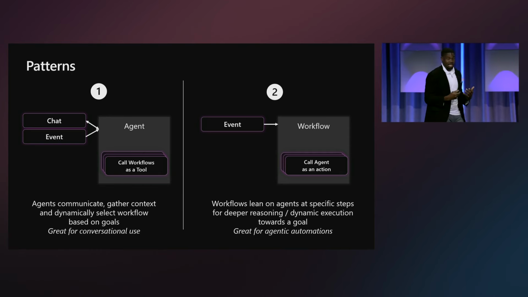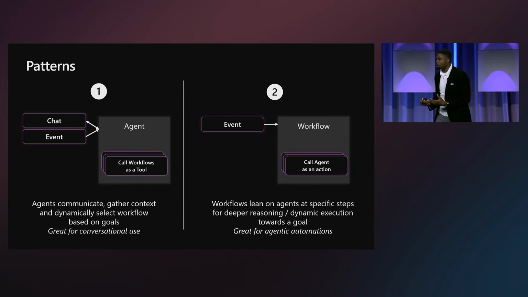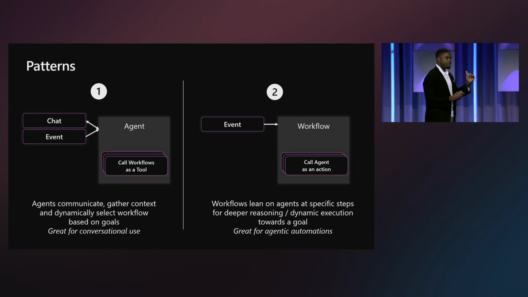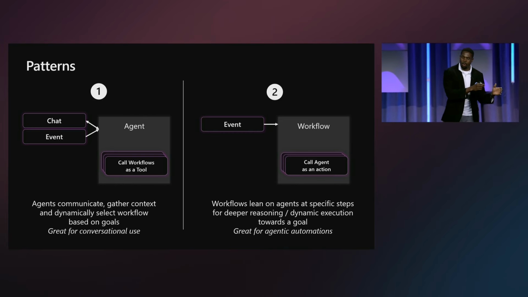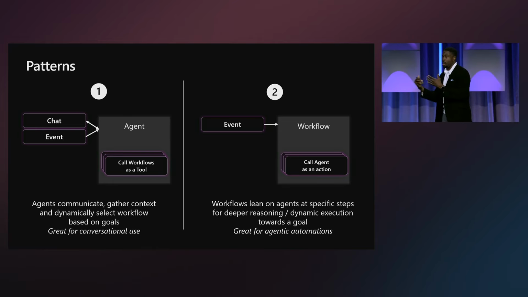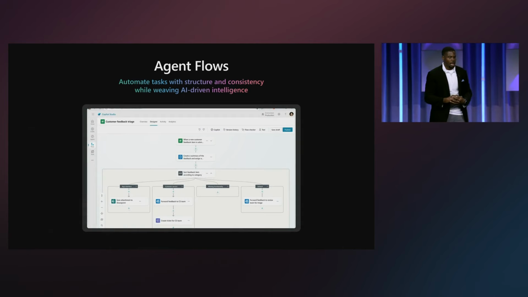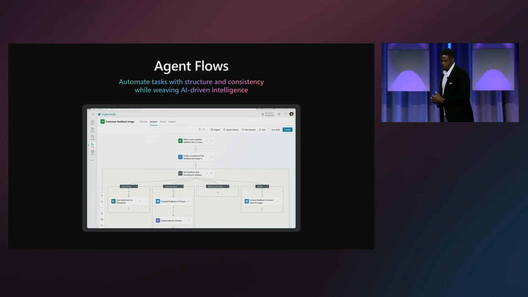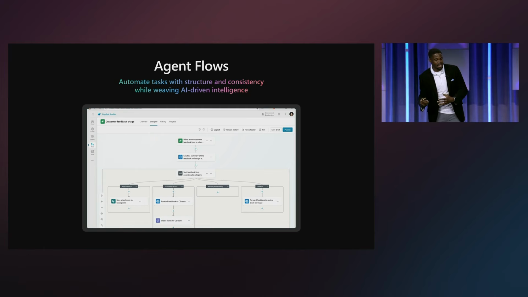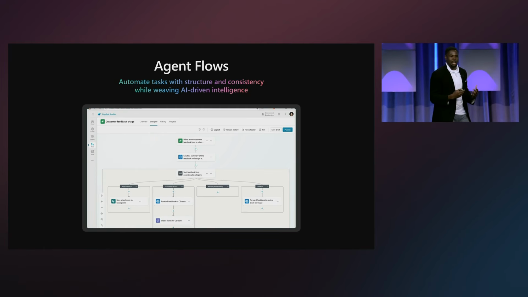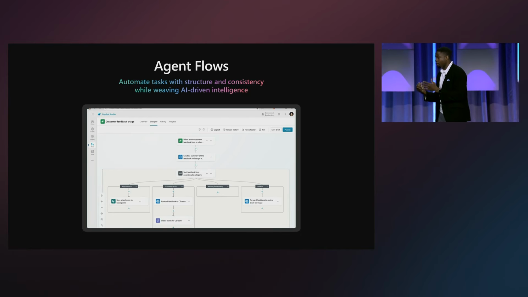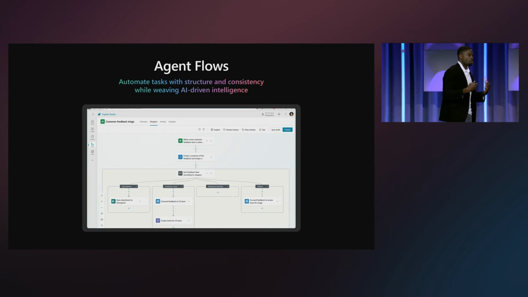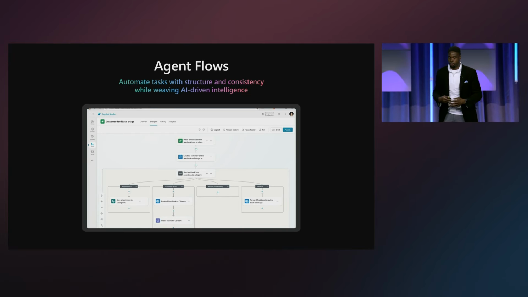The other pattern that we're seeing is having a workflow actually have an agentic node inside of it. So you have a workflow that follows a set of steps, but a particular node or a particular step in that workflow is a bit more dynamic, such as a prompt that I'll show shortly. And so that's why in Copilot Studio, we have an offering called Agent Flows. The Agent Flows let you automate tasks with structure while weaving AI-driven intelligence. So we have a platform for you to build dynamic agents, but we also have suites of products that let you build more deterministic and structured workflows.